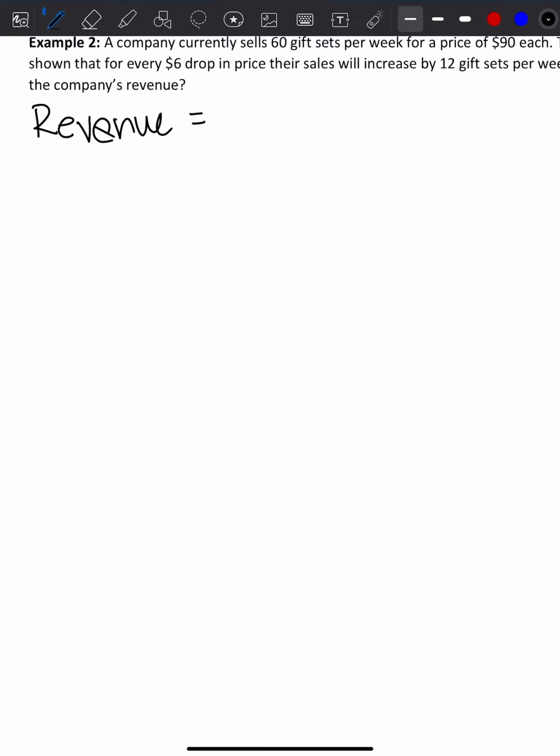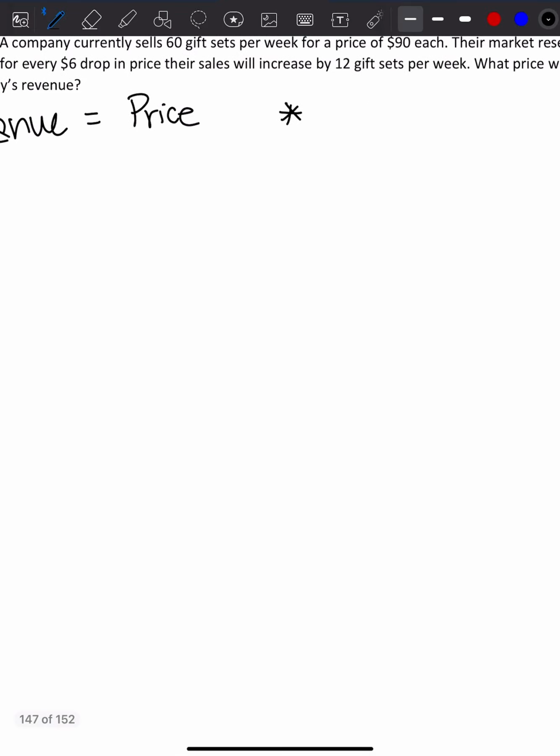That's different than profit because this isn't taking into account how much it takes to make the product, the cost of labor, all of those kinds of things. So this is just pure how much money is coming in based off of what they're selling. So this is price times number of sets sold.